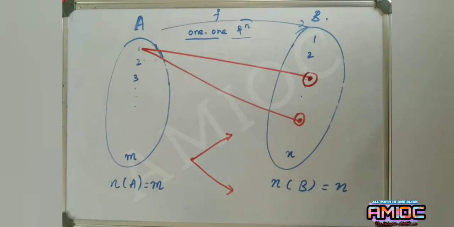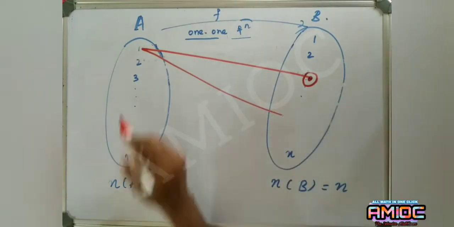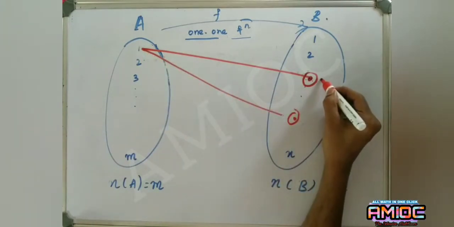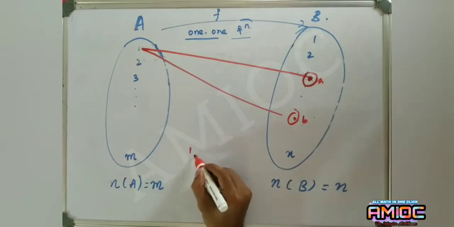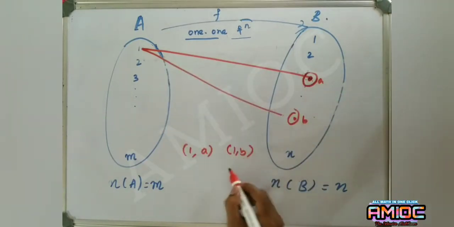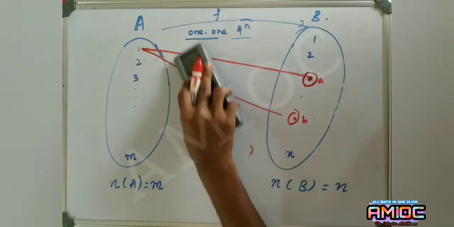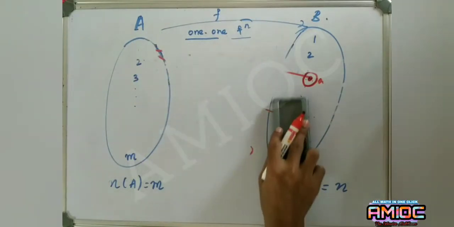This representation is called the arrow diagram representation. If 1 is mapped to this element and 1 is mapped to this element, say a and b, then if we write as ordered pairs, 1 maps to a and 1 maps to b. That means in the ordered pairs, if the first element repeats, then the relation will not be a function. Therefore, a function means every element of A has a unique image in B.